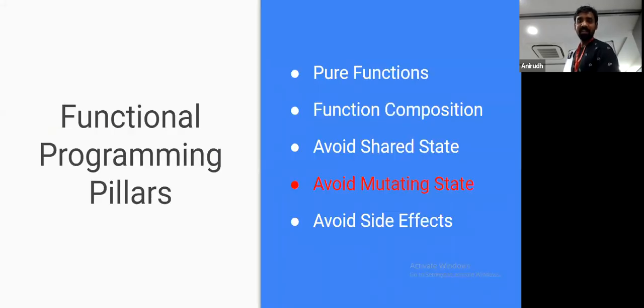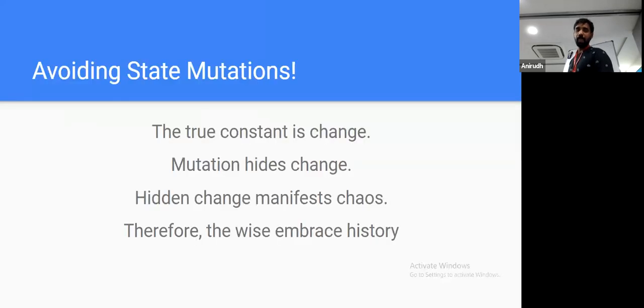Okay, so let's go to the fourth pillar, which is avoid mutating the state. This is just a text that I got from one of the articles. The only constant is change. Mutation hides changes. If you are continuously mutating the data, the whole history of the data would be gone, and you won't be able to do time-travel debugging and all that. Hidden changes manifest chaos. It manifests bugs and all that. So it's wise to embrace immutability.